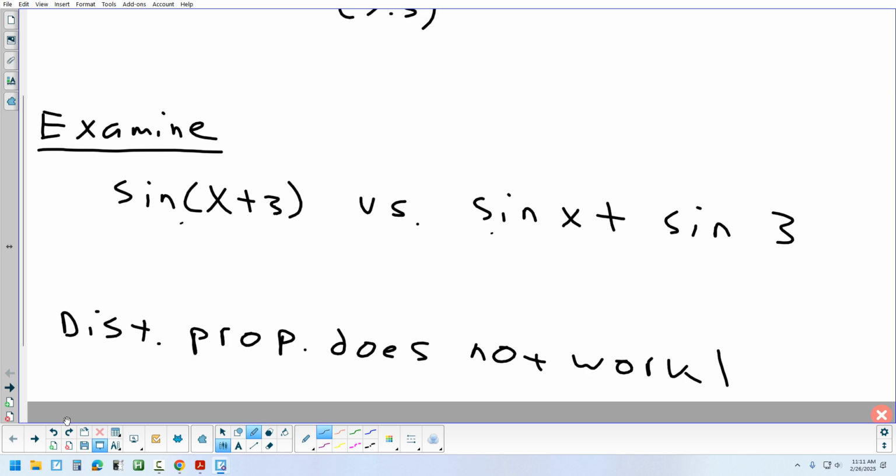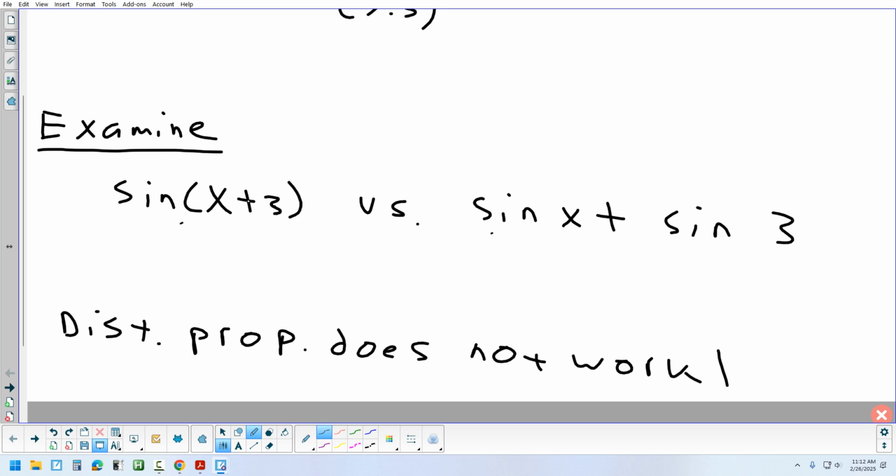So then I want to know what does work. If I have addition or subtraction inside the parentheses, what can I reduce it to so I don't have that? So we're going to look at 4 different formulas. Maybe 6, I'm not sure. But we're going to do 2 for sine, 2 for cosine. We're going to do sine with a plus, then we'll do sine with a minus. We're going to do cosine with a plus, and then we're going to do cosine with a minus.